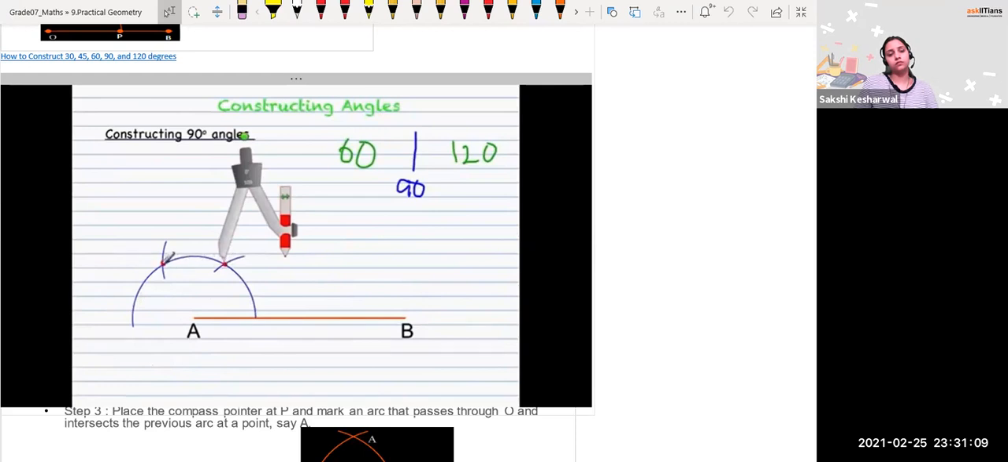My aim now is to bisect the angle between the 120-degree mark and the 60-degree mark. So I'll open the compass up a bit, create an arc above, about halfway between, move it to the other end that I'm interested in, and create a new arc which cuts the first one.